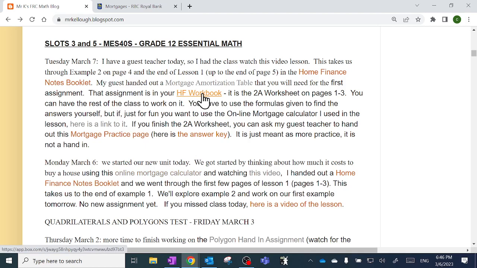The Home Finance Workbook doesn't have an answer key either. I will post an answer key to this worksheet a little later this evening when I make one. So keep your eye on here. But actually, by the time you see this video in class, the answer key will probably be popped up here someplace.